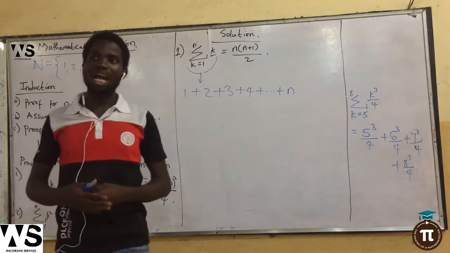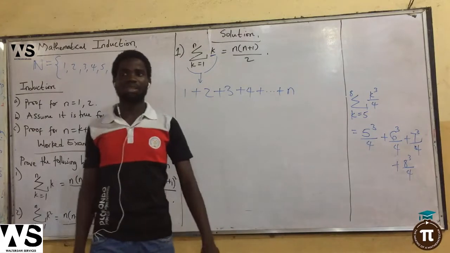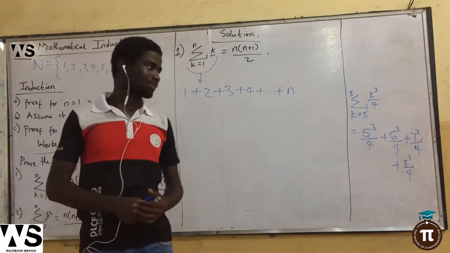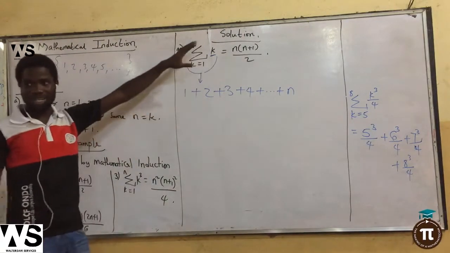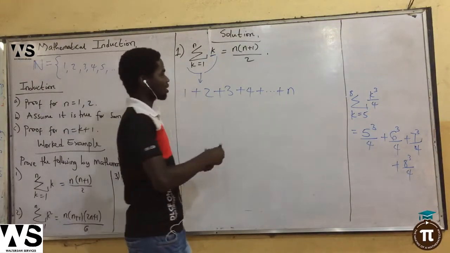What if you are not given? You have to be given, at least for your level, you have to be given. Do you understand? So, this is what this means. 1 plus 2 plus 3 plus 4 till you get to n. So, how does this relate to induction?